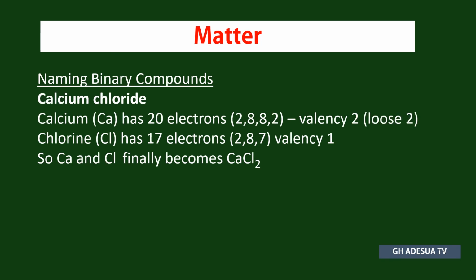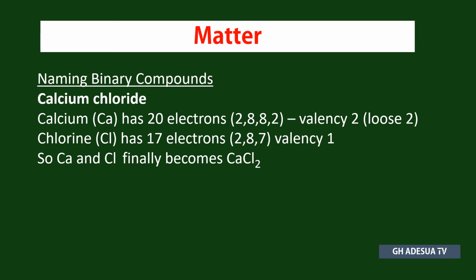So we take calcium chloride. Calcium, Ca, has 20 electrons, 2, 8, 8, 2 when we put it in the configuration. Now, once it has the outermost electron of 2, the valency is 2 because it can lose those 2 electrons to assume an octet state.